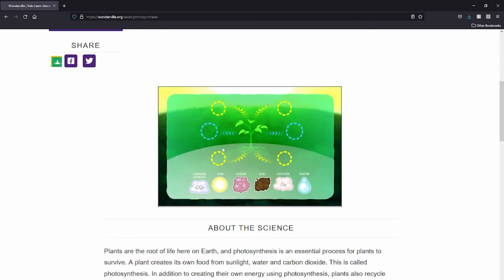In the first challenge, students' understanding of photosynthesis will be tested as they look to correctly match each symbol with its role in the process.